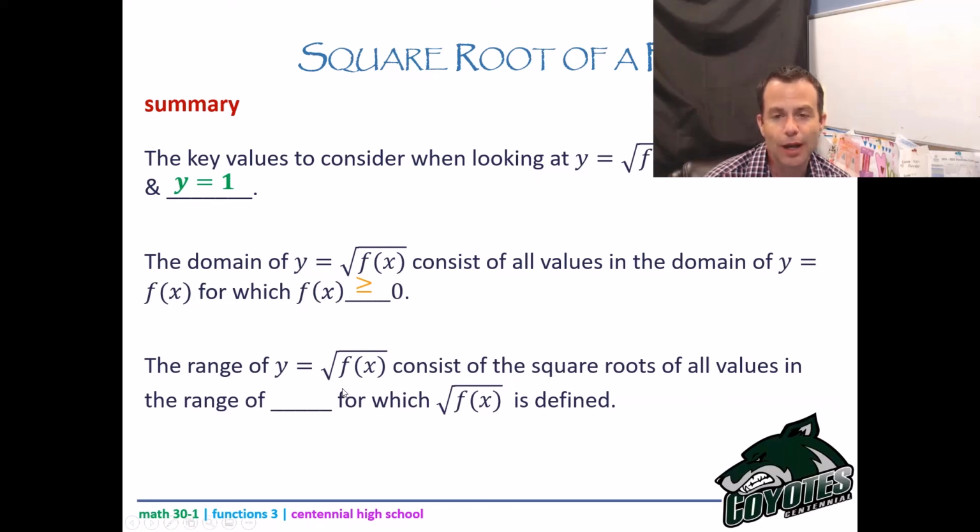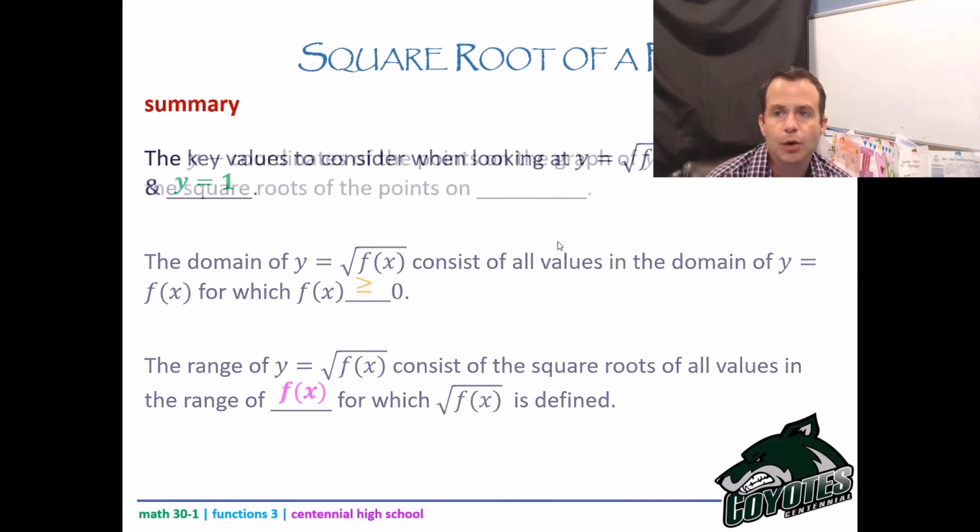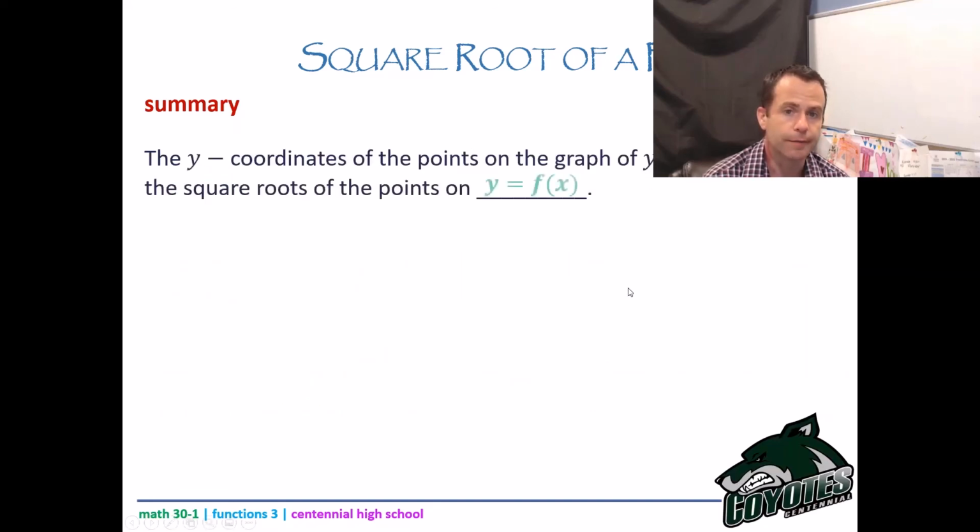The range of the square root graph will consist of the square roots of all the values of the original where the square root is defined. That's another way of saying y is greater than or equal to 0, really. Okay, the y coordinates of the points on the graph of y equals the root of f of x are the square roots of the original y values. So essentially I take all the y values of my original function, I square root them, and that's my new y values. The x values stay the same. That's my new y values for the square root function.